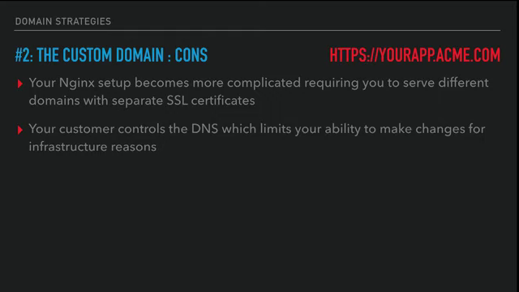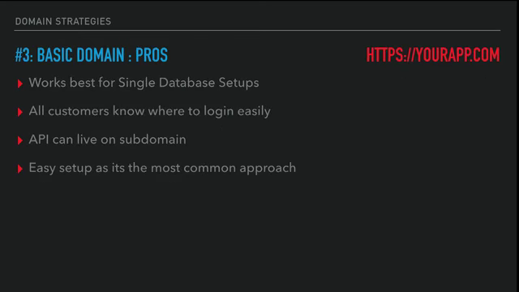And the last approach for domains is probably the most common, which is just hosting it directly on a single domain, no subdomains. This works best for single database setups. It's nice because all of your customers know where to log in. They don't have to go to a subdomain. They don't have to know their team name. The API can live on a subdomain, so api.yourapp.com, and you don't have to deal with traffic funneling and everything like that. You can just use DNS to point that to a different server. And it's the easiest just because it's the most common. There's 1,000 articles on how to set that up. So if you're going with a single database approach, that might be the way you want to go.